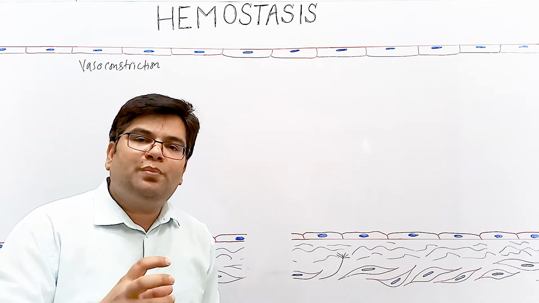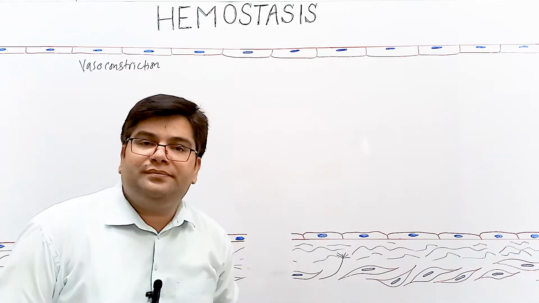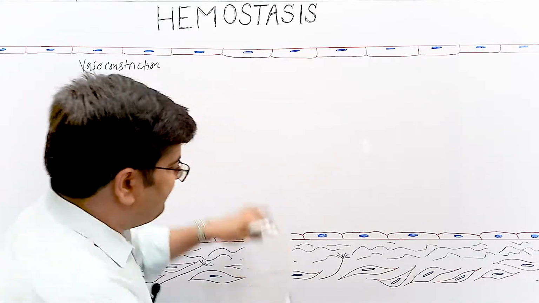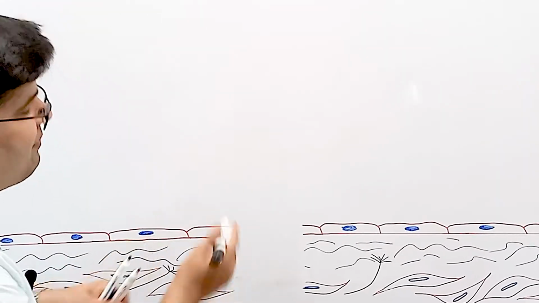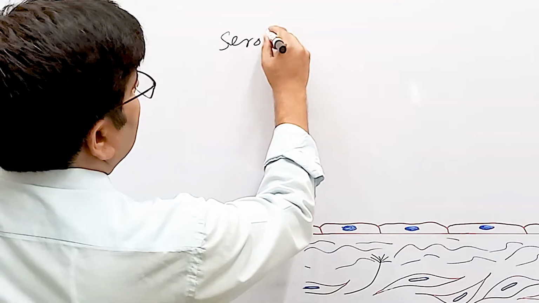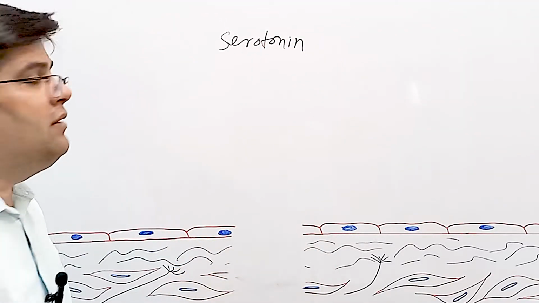So in response to pain, there are reflex mechanisms which cause this vessel to constrict. And then there are some local chemical factors here which play their paracrine role. Important among those chemicals is serotonin. Serotonin is released from damaged endothelium and also from the platelets.